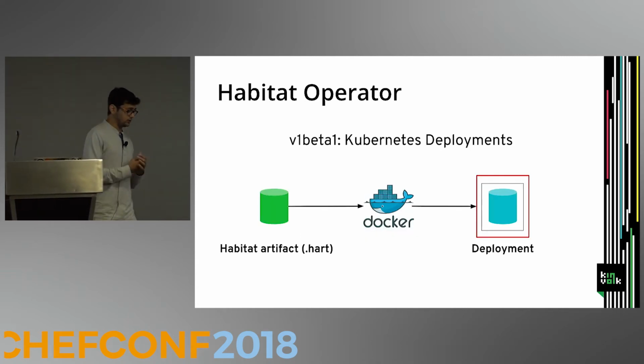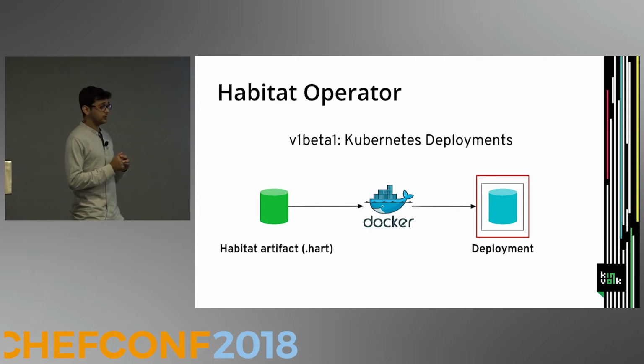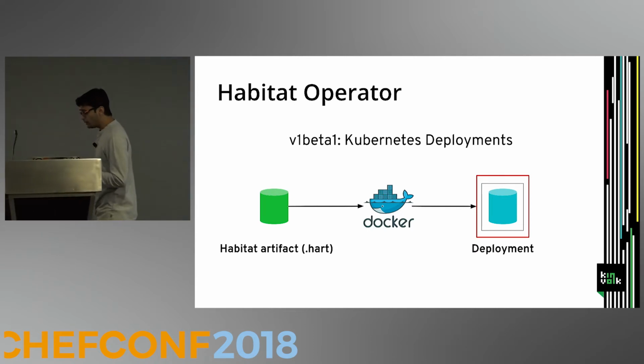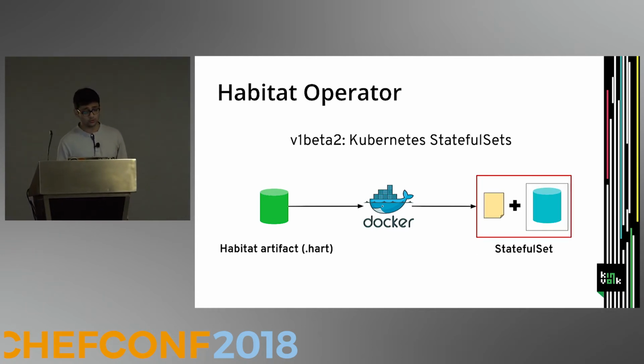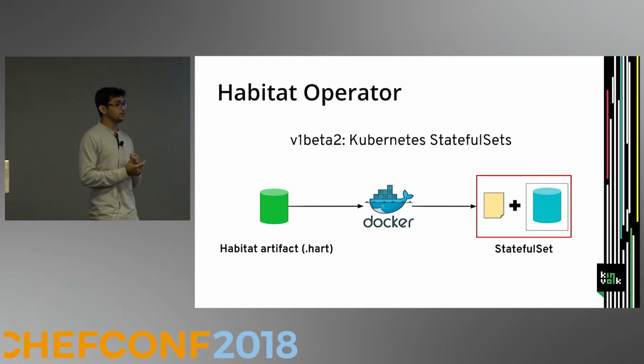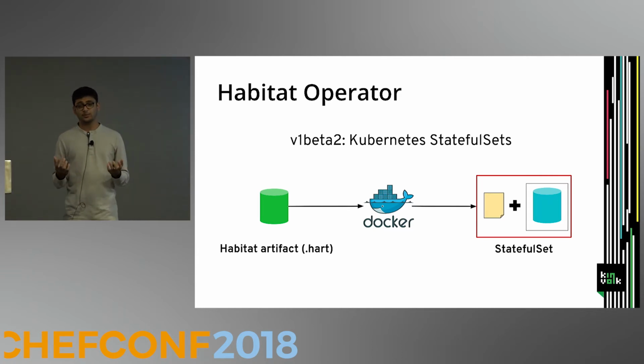In the first version of our Habitat operator, called V1 Beta 1, we were using Kubernetes deployments. But we moved to V1 Beta 2, and we used StatefulSet. The reason behind this was to support stateful applications like Redis.